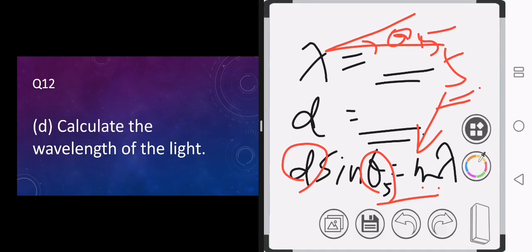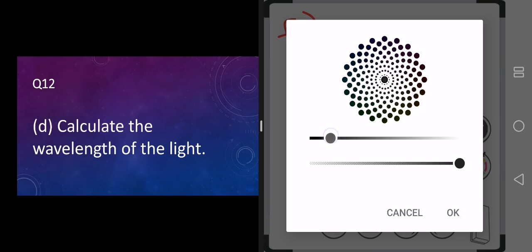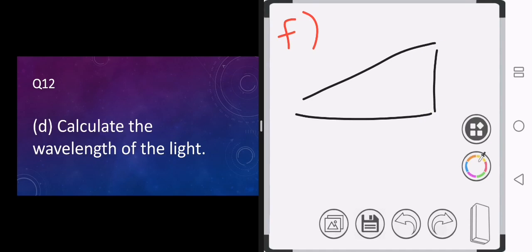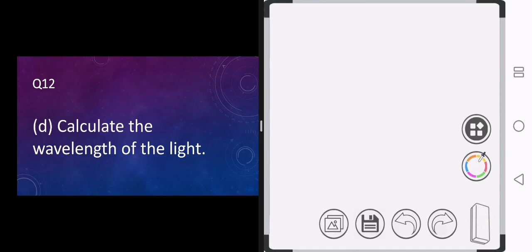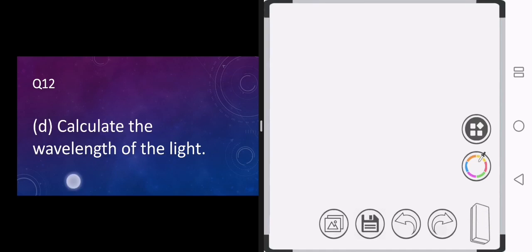And then for question F, you need to find y5. We can use the relation with the tangent too. So y5 equals L tangent theta 5. Simple.